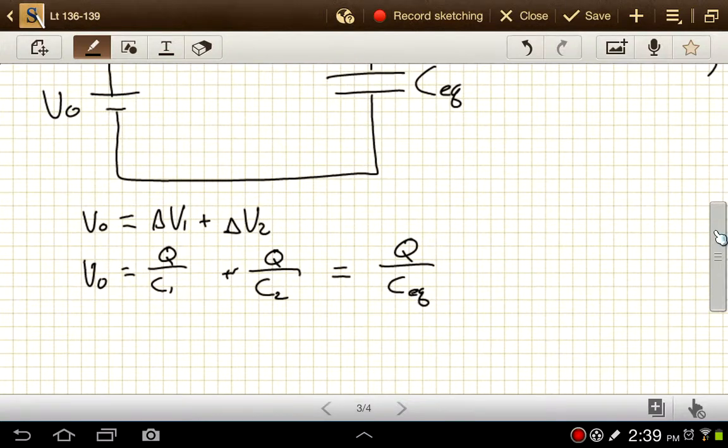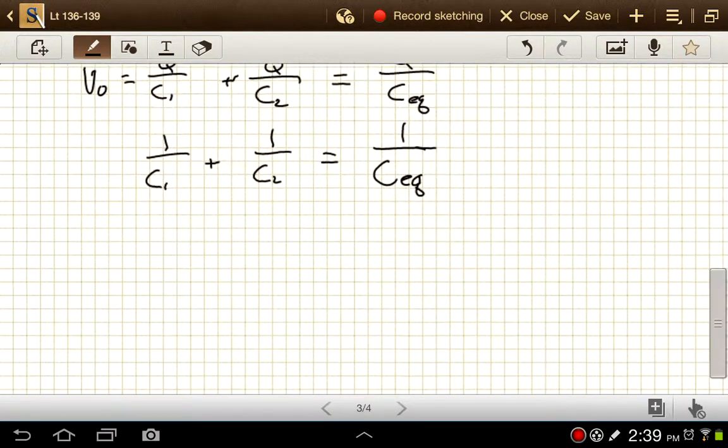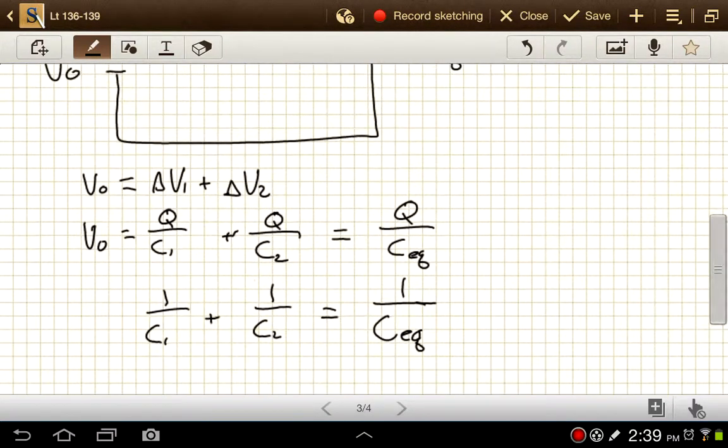Okay, so then I can just divide everything by Q, and I find that my equivalent capacitance is equal to 1 over C1 plus 1 over C2. Sorry, the inverse of my equivalent capacitance is equal to 1 over C1 plus 1 over C2. And then the voltage across each of these we can calculate by finding this equivalent capacitance, finding out what that charge Q would be, and then calculating the voltage drops.